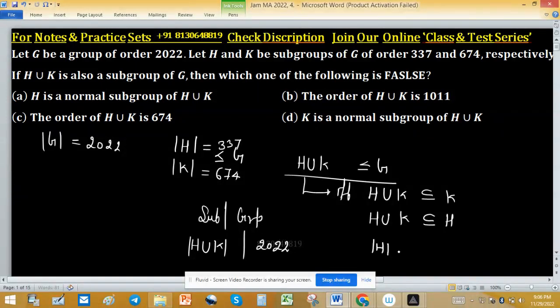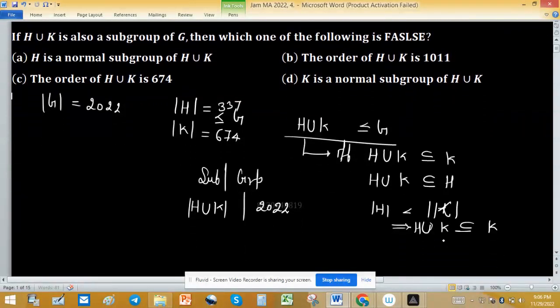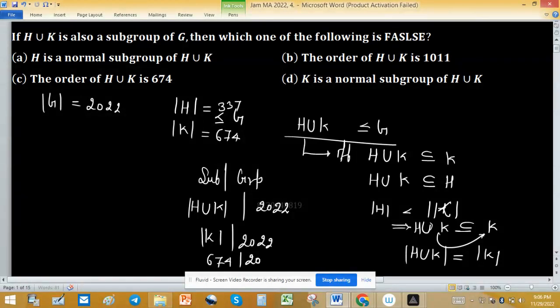As the order of H is less than the order of K, this implies that H union K is a subset or subgroup of K. It means that the order of H union K will be the same as the order of K. So the order of K will divide the order of the group, and the order of K is 674, which divides 2022.